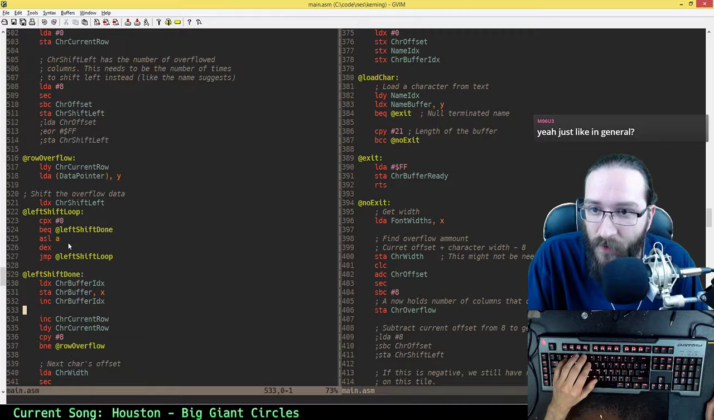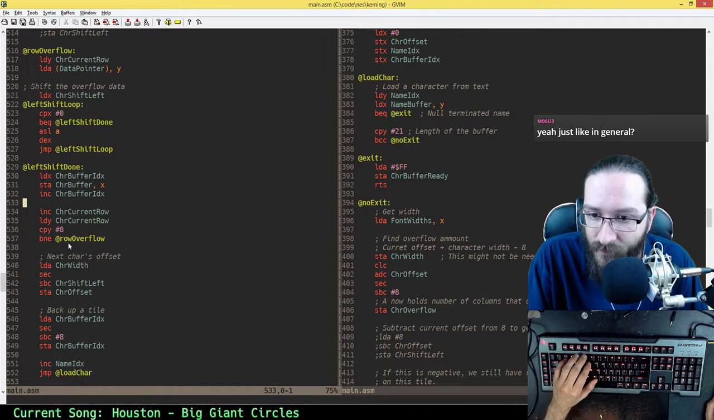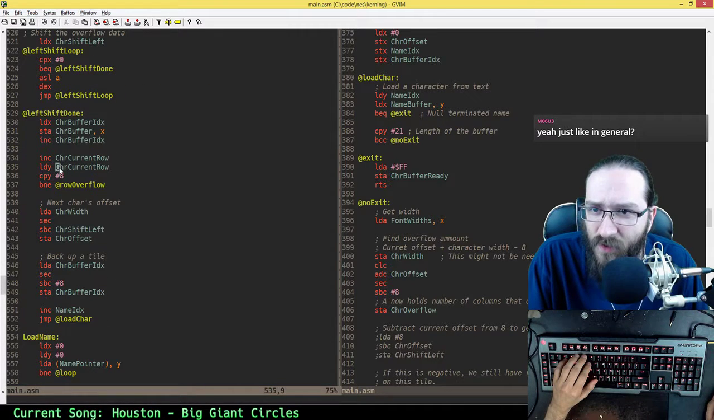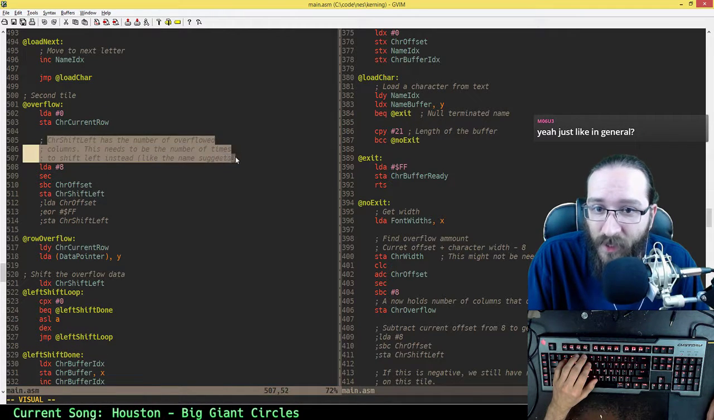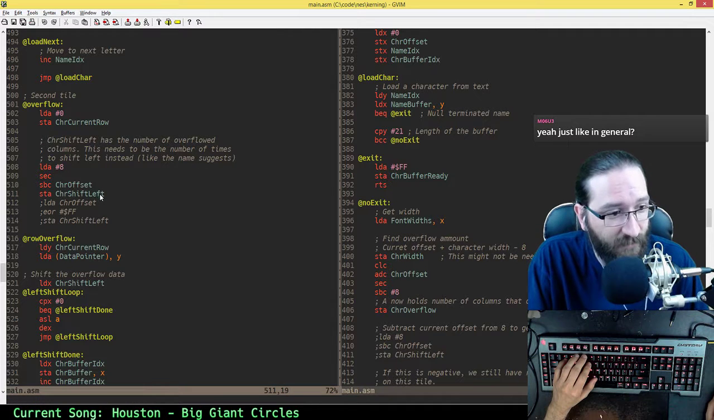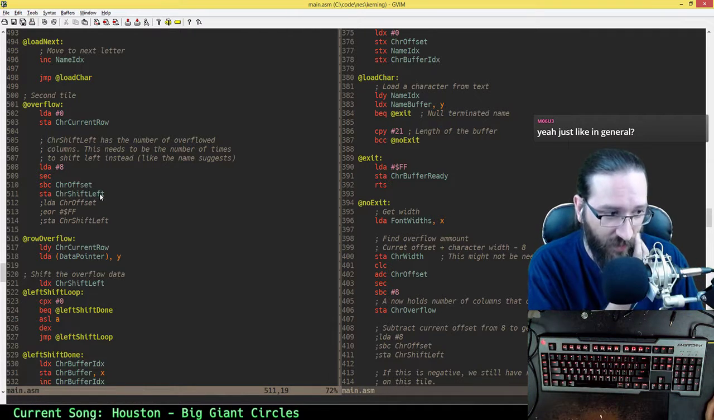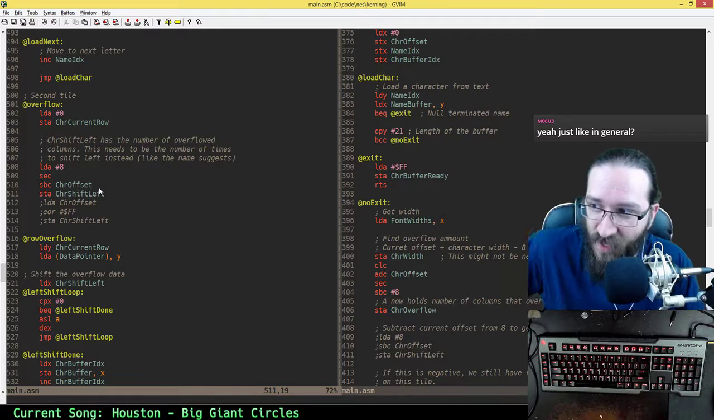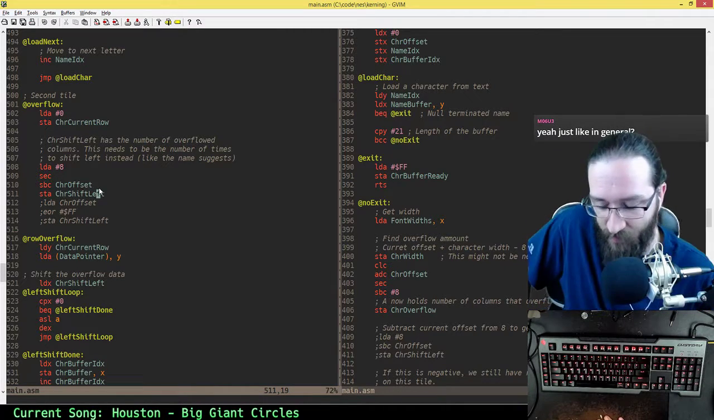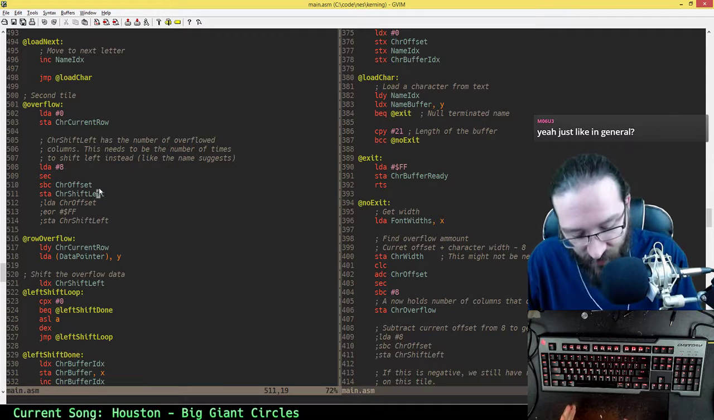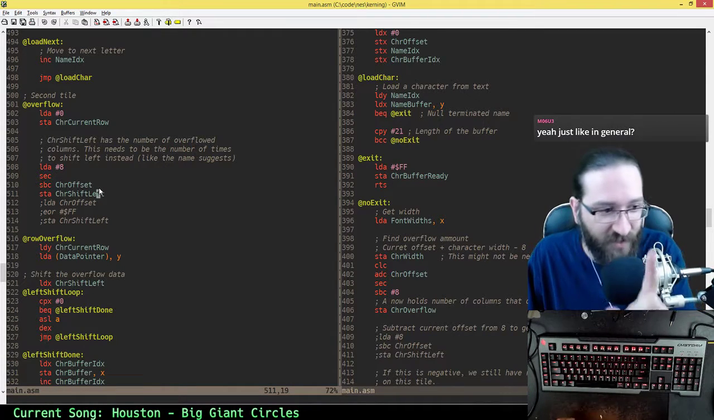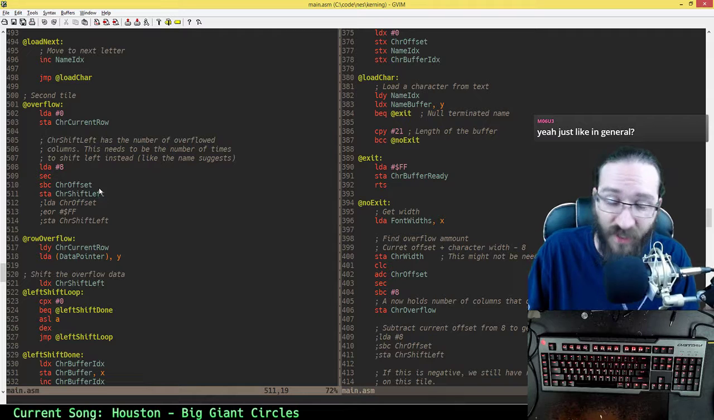As for the compare to Y, this is for figuring out the number of overflowed columns, just like in general. Because of how everything's based, it's all base 0, not base 1 or anything like that. And the tile is 8 pixels by 8 pixels, so that's why you're seeing 8.